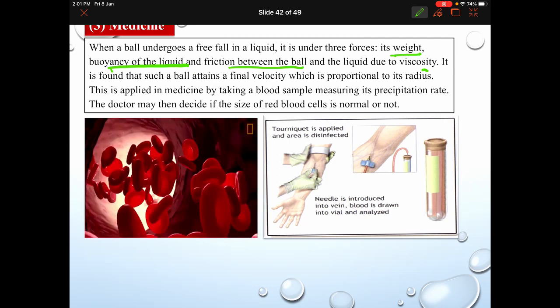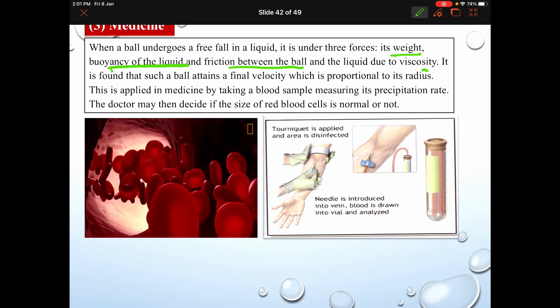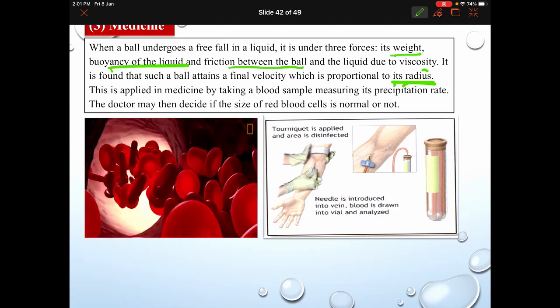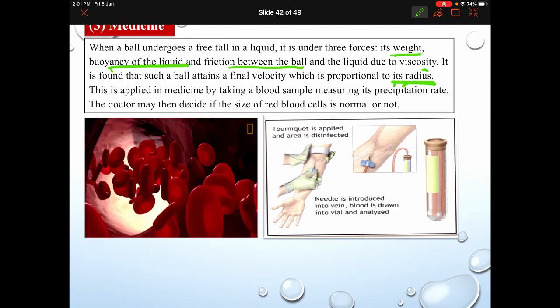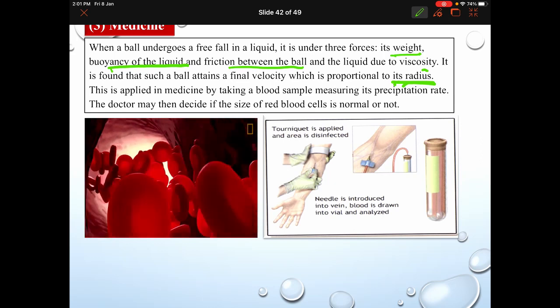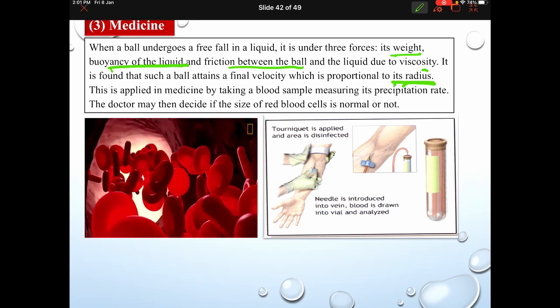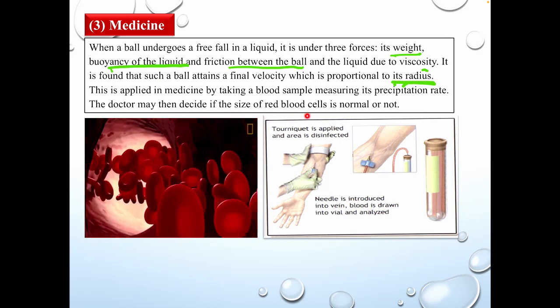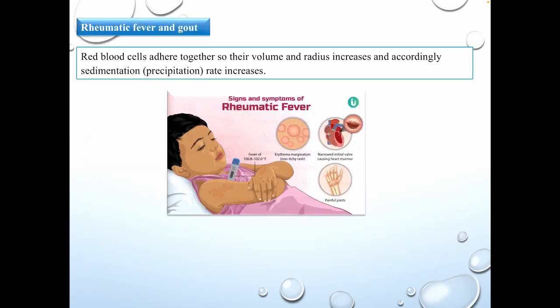It is found that such a ball attains a final velocity which is proportional to its radius. This is applied in medicine by taking a blood sample and measuring its precipitation rate. The doctor may then decide if the size of the red blood cells is normal or not. Rheumatic fever and gout: red blood cells adhere together, so their volume and radius increase, and accordingly the sedimentation rate increases.